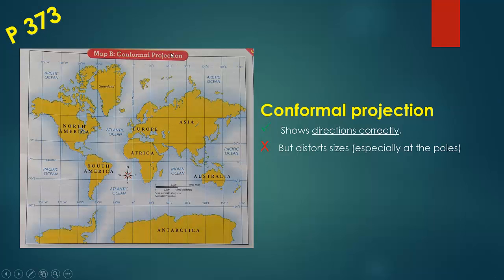Then we have a conformal map. Conformal maps show directions correctly, so you know where east and west and north and south is. However, the sizes of places are not accurate. Why? Because here they had to stretch the map out to make it flat. So this has been stretched. So here your sizes aren't so accurate.